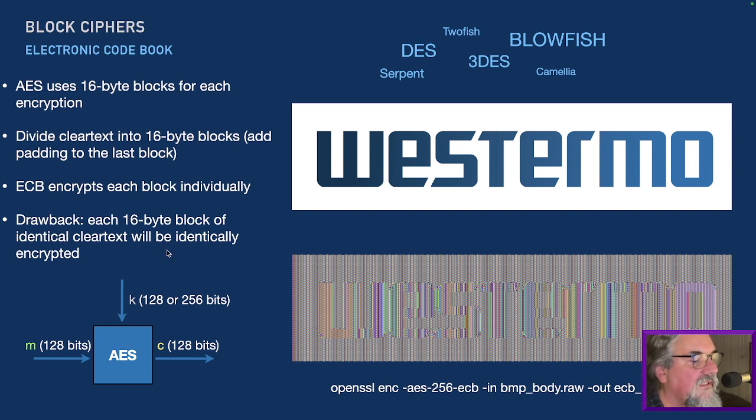This is the command I used just to encrypt this. I first created the BMP image, then I separated the header and the pixel data, and I encrypted just the pixel data, and then I appended back the header and the encrypted pixel data to get this picture.